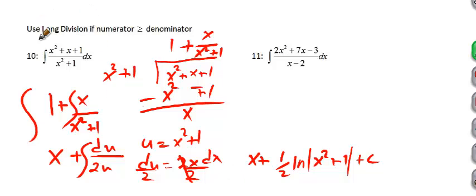So anytime the numerator is larger in degree than the denominator, you want to do long division first and then run your integral across the different pieces of it.